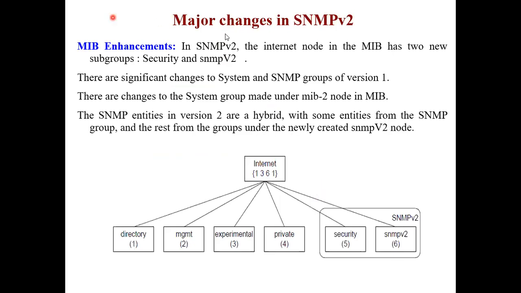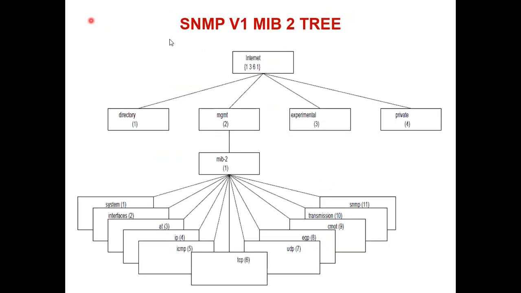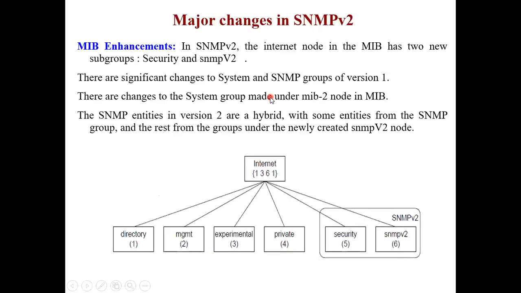Okay, so starting with the MIB enhancement, if you remember, this is the SNMP version 2 MIB. Since I don't know whether you people are drawing, I copied the version 1 MIB, which I had already shown. From internet, we have directory, management, experimental, private, and then we were studying internet management. This was the MIB2 extension. Then we studied the system group. So this was your SNMP version 1.